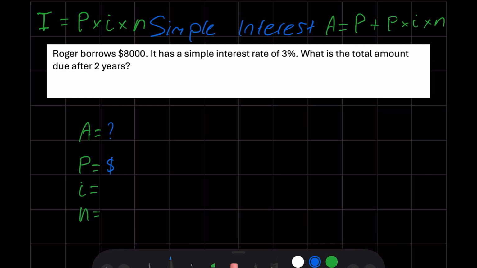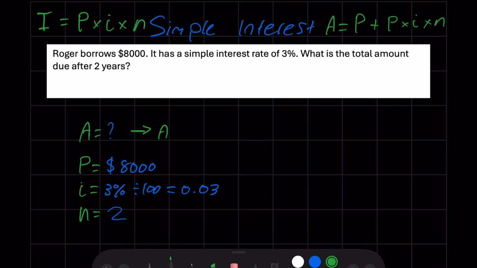I'm going to write out my values, P, little i, and N. P is equal to $8,000. I is equal to 3%. We divide that by 100 as always, and that will give us 0.03. And N, the question says, what is the total amount due after 2 years? N equals 2.